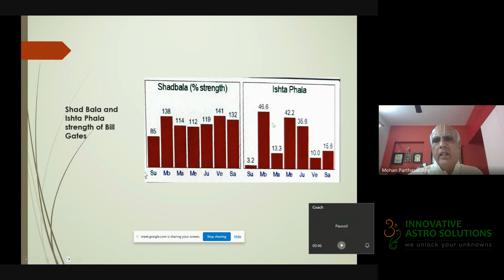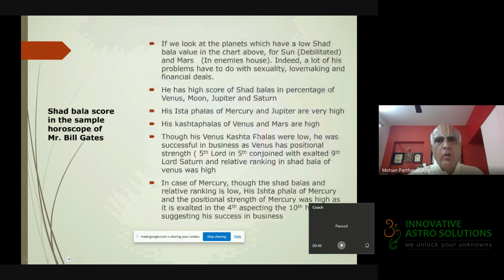And compared to the high values of Moon, Mercury and Jupiter, they are much lower. So Sun and Mars are not in a good position for him. A lot of problems he had faced with sexuality, love making and financial deals are all caused due to these two planets. This is reflected in the strength we arrived at in the Shadbala and the Kashtapala, with a low value of Ishtapala.